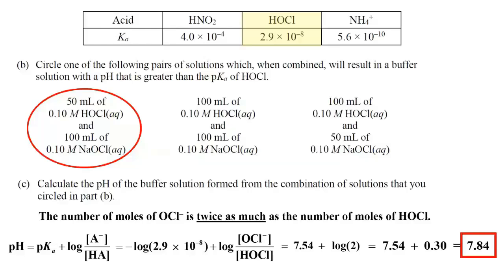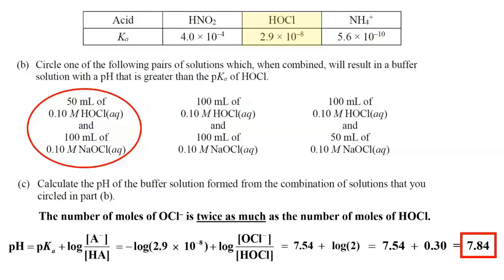Again, this is consistent with our prediction. Since 7.54 is the pKa of hypochlorous acid, the answer in part C is 7.84. So yes, the pH of this solution is in fact greater than the pKa for hypochlorous acid.